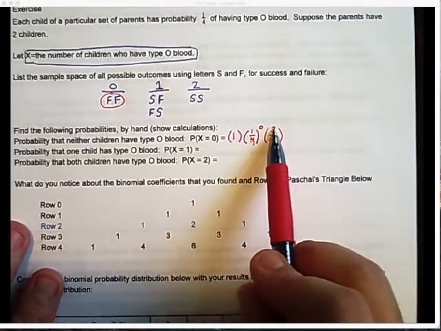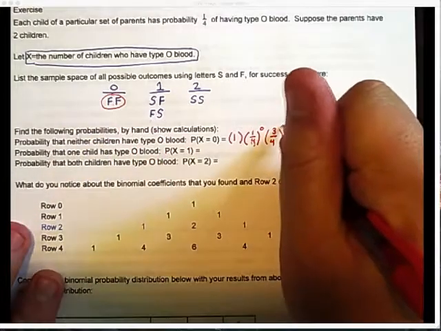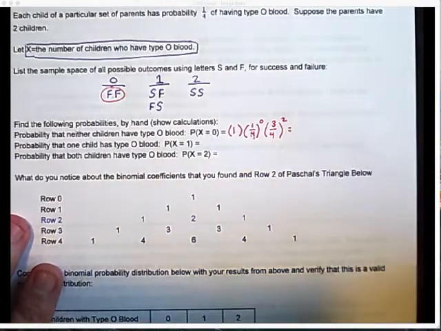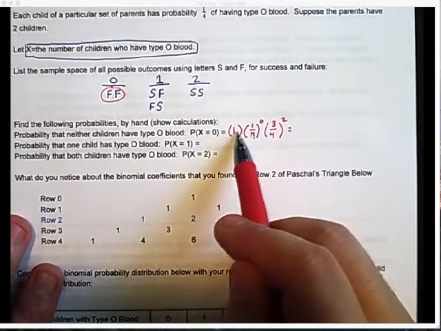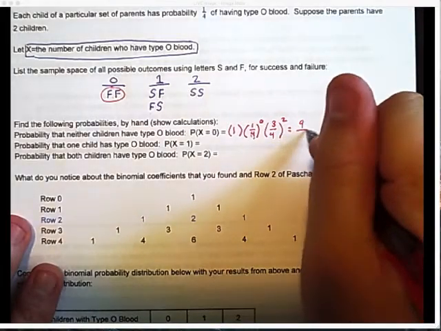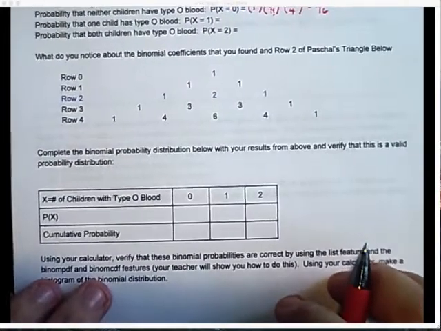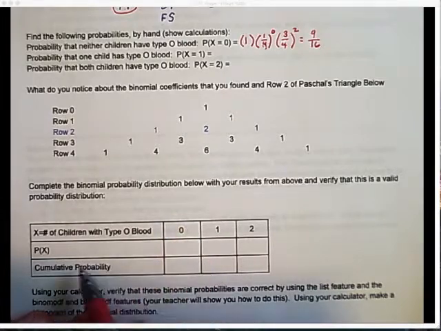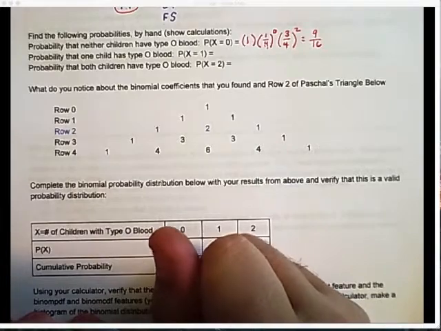So in this case, how many failures did I get? Well, I had 0 successes, so I had 2 failures. So if you multiply those things out, 1/4 to the 0 is just 1 times 1. 3/4 squared, well, 3 squared is 9, and 4 squared is 16. So coming over here, underneath the 0, the probability that I have 0 children with type O blood is 9/16.